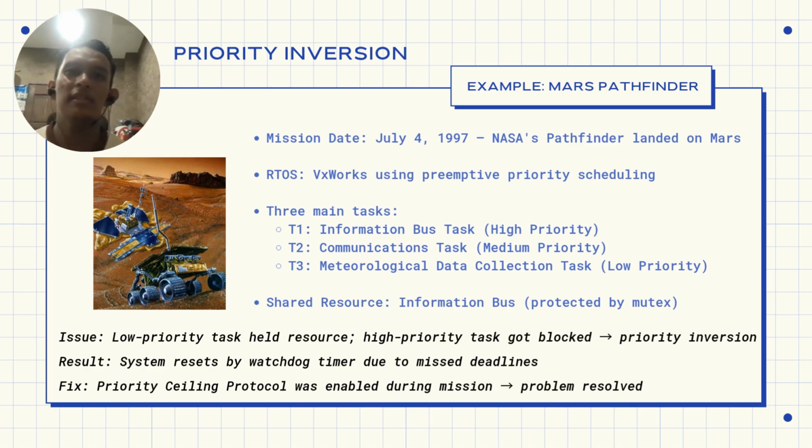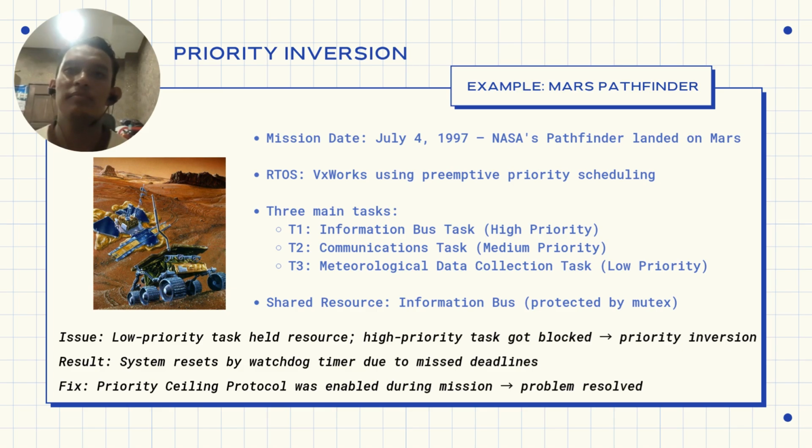T2 was the communication task, which is medium priority, and handled data transmission. T3, the meteorological data collection task, was the lowest priority, collecting environmental data on Mars. These tasks accessed a shared resource, which is the information bus, protected by a mutex to avoid conflicts. But here is what went wrong.